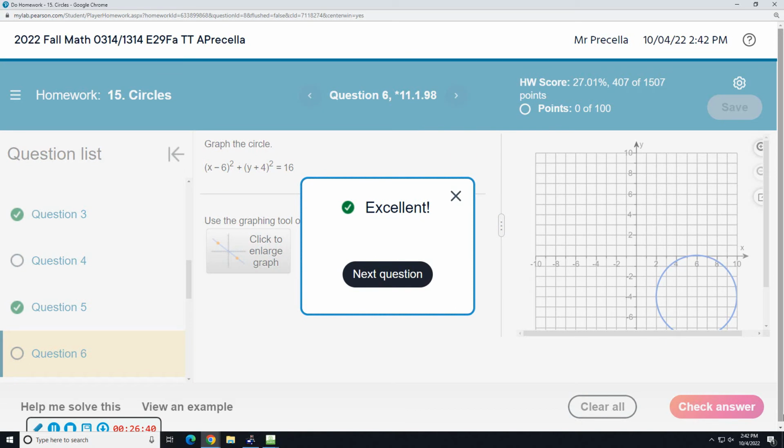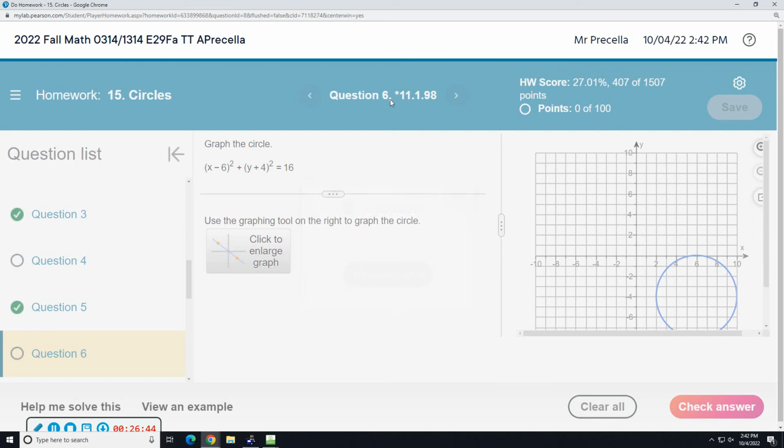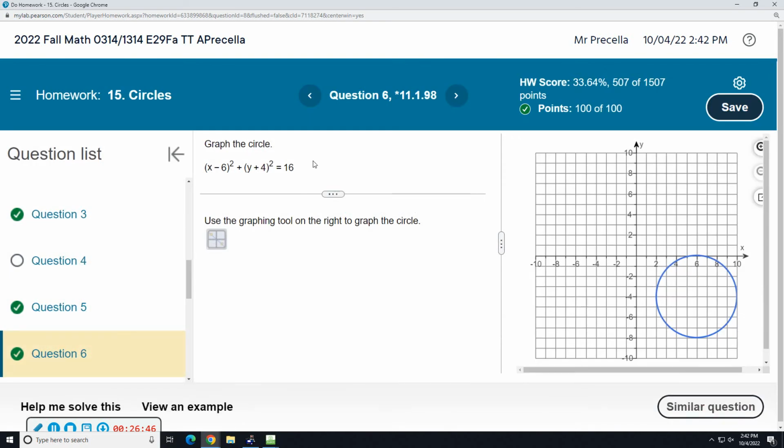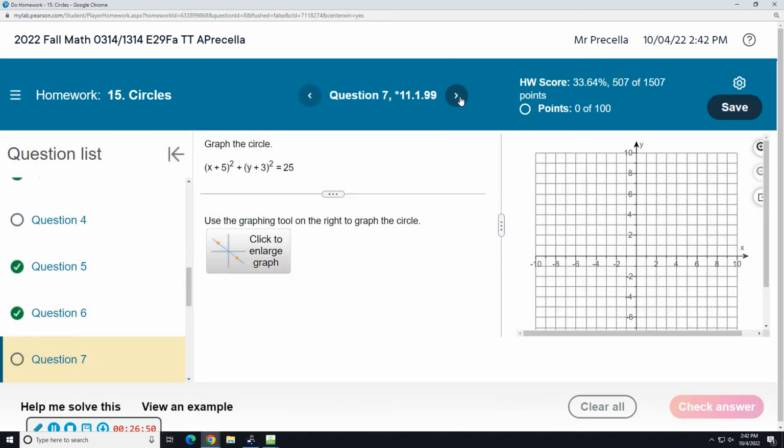And I check my answer. Any questions there? So if you have that equation with the parentheses, change the sign, square root. Okay? Number 7. Same instructions. Graph the circle.